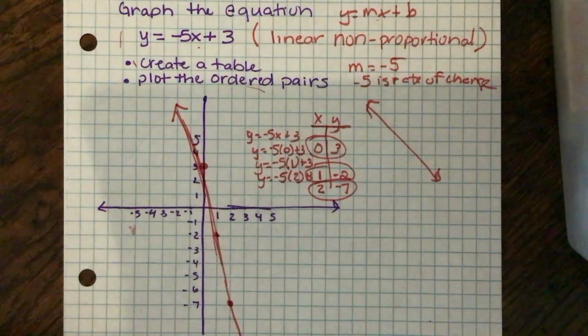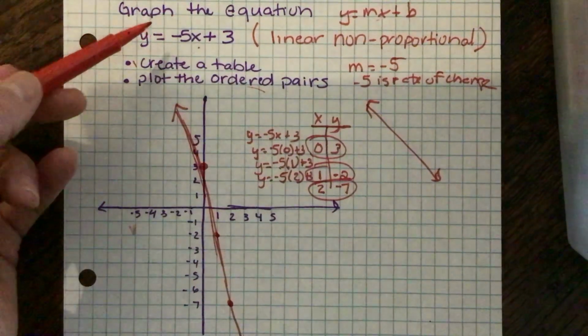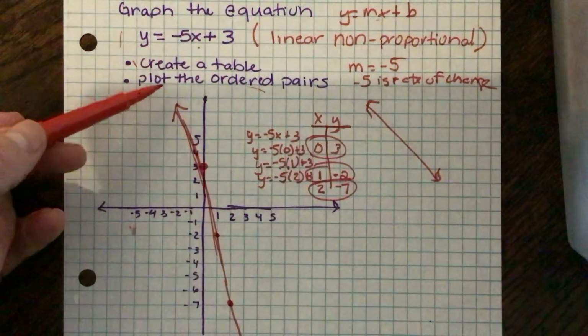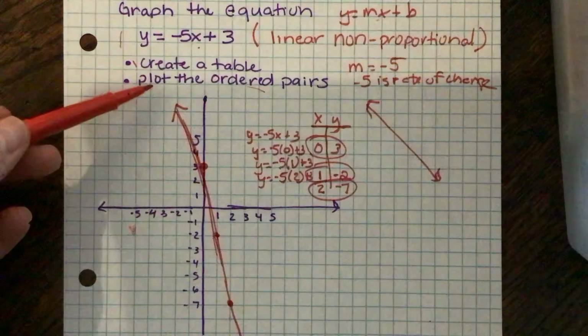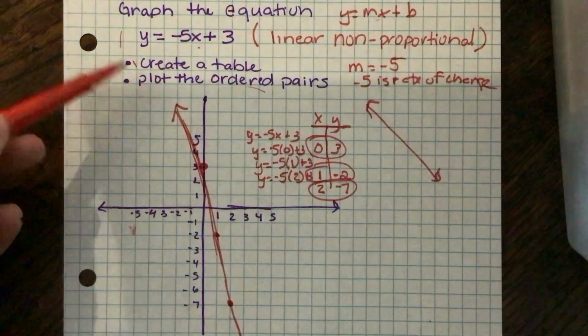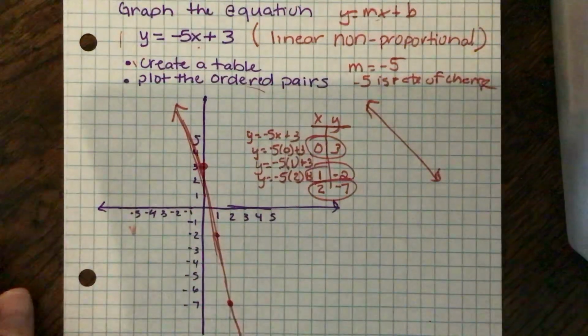So keep in mind the strategies that we're using. We're looking at linear relationships, and we are going to graph an equation. The strategy on both of these problems that we just did was to create a table and then plot the points using the ordered pairs that we found in our table. So there you have it.